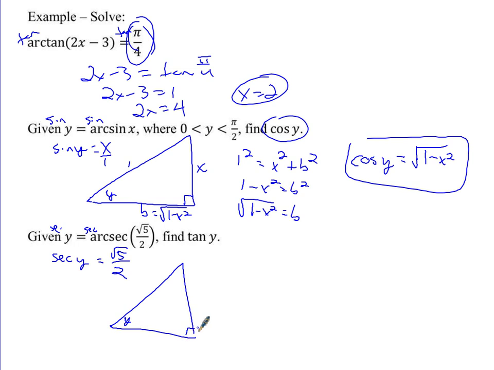And then what? Secant is the reciprocal of which? Cosine. And cosine is adjacent over hypotenuse. So that means that secant is hypotenuse over adjacent. So what's going to go here? Square root of 5 and then 2 here. All right, so all we got to do is figure out this side using the Pythagorean theorem. What do we write? Square root of 5 squared equals.